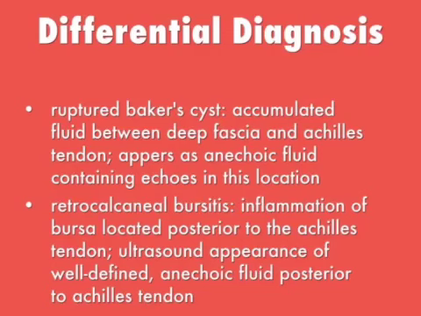Two examples of a differential diagnosis include the ruptured Baker cyst, which is accumulated fluid between the deep fascia and the Achilles tendon. It appears as anechoic fluid containing echoes, and this can be confusing compared to a rupture, which also appears anechoic. A retrocalcaneal bursitis is inflammation of the bursa located posterior to the Achilles tendon, and it also appears as a well-defined anechoic fluid posterior to the tendon, which could be confused for a rupture.